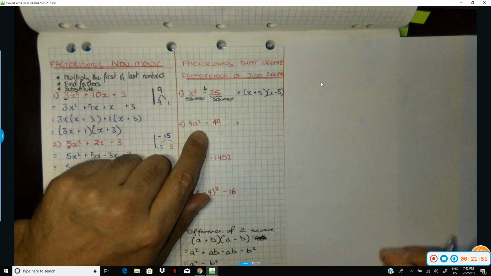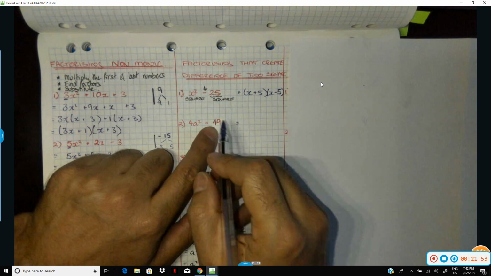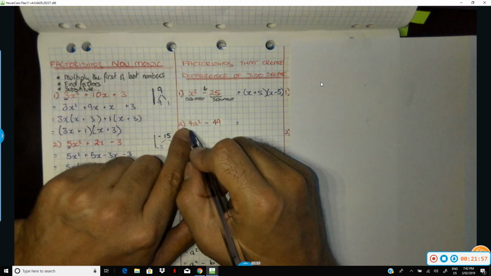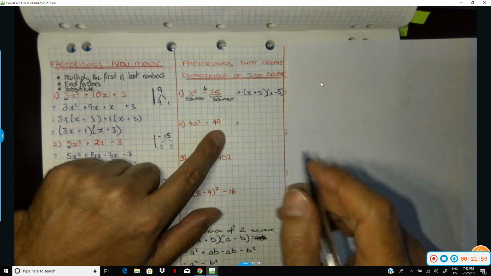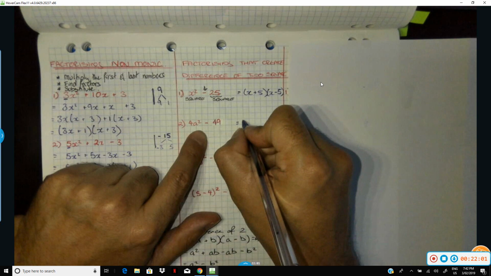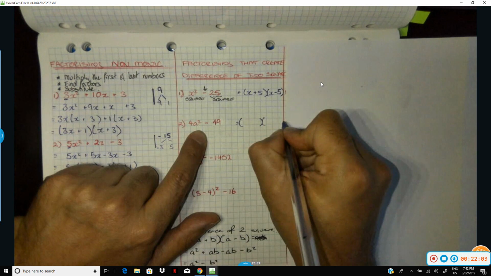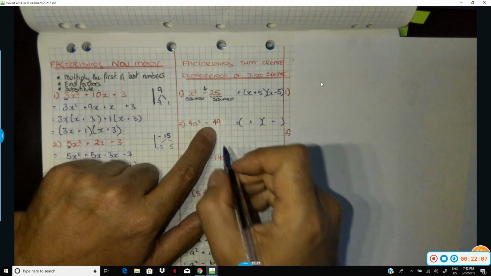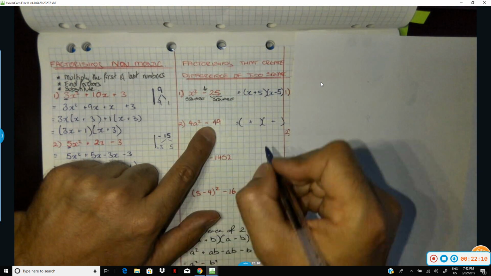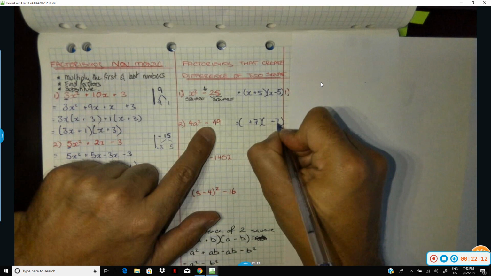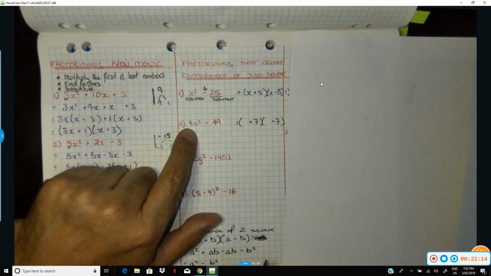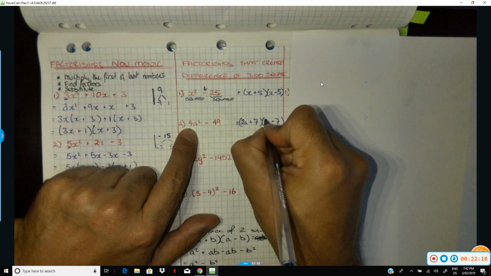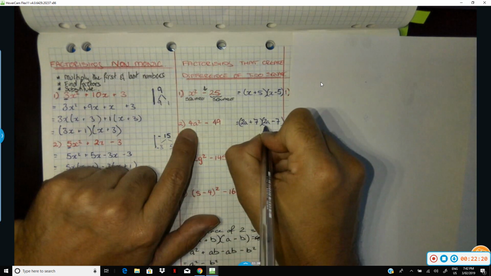So I'll do this one, 4a squared minus 49. Well, it's a negative sign, happy with that. 49 is a square, and so is 4a squared. So I'm going to open brackets. One's a plus, one's a minus. The square root of 49 is 7. Done. 4a squared is going to be 2a. 2a times 2a is 4a squared.